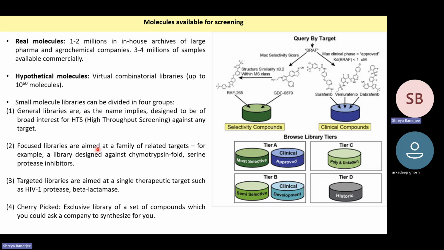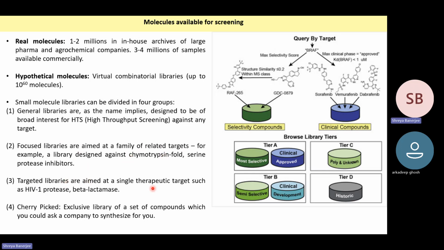The second kind are focus libraries that are aimed at a family of related targets. For example, a library designed specifically containing ligands against the chymotrypsin fold or against serine protease inhibitors. So it is a focus library aiming at a family of related targets. There are many kinds of chymotrypsin protein, and the focus library will aim at all the proteins in the chymotrypsin family.